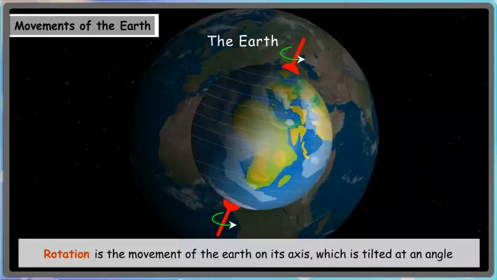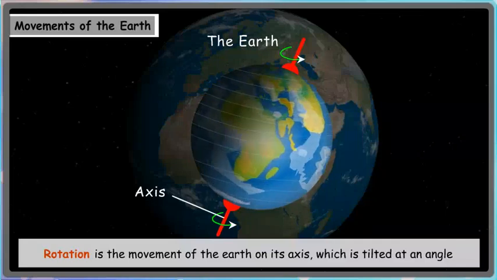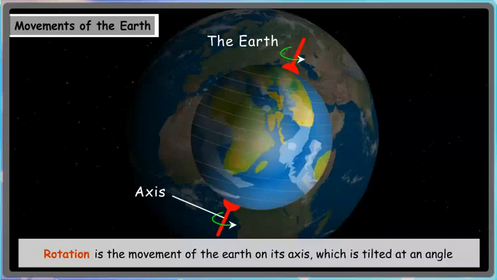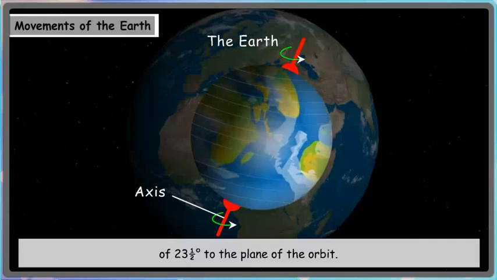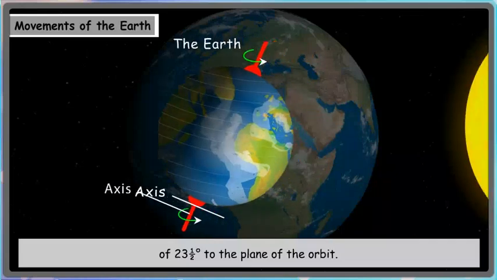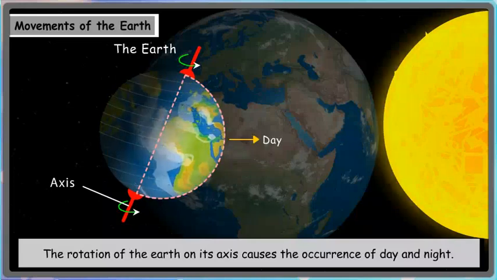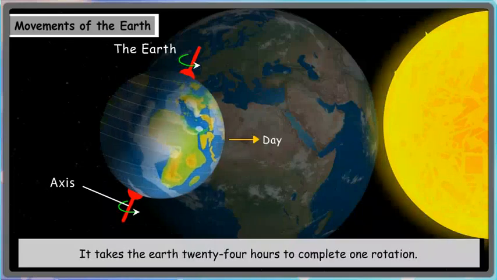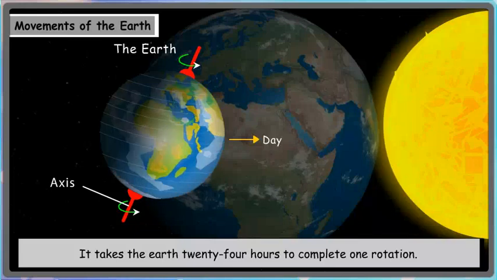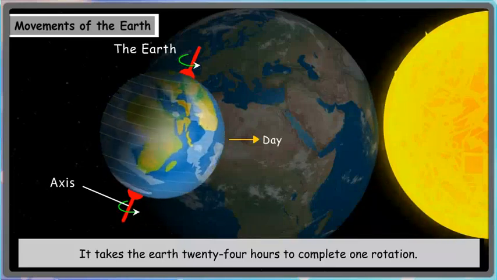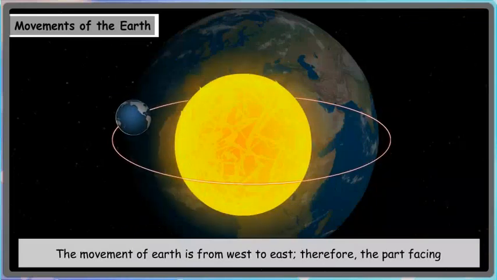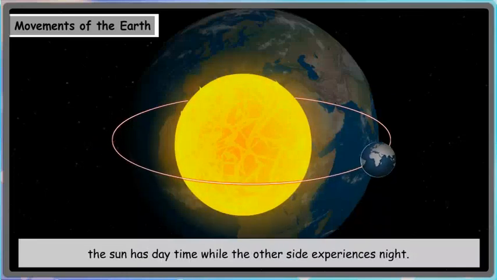Rotation is the movement of the earth about its axis, which is tilted at an angle of 23.5 degrees to the plane of the orbit. The rotation of the earth on its axis causes the occurrence of day and night. It takes the earth 24 hours to complete one rotation. The movement of earth is from west to east. Therefore, the part facing the sun has daytime while the other side experiences night.